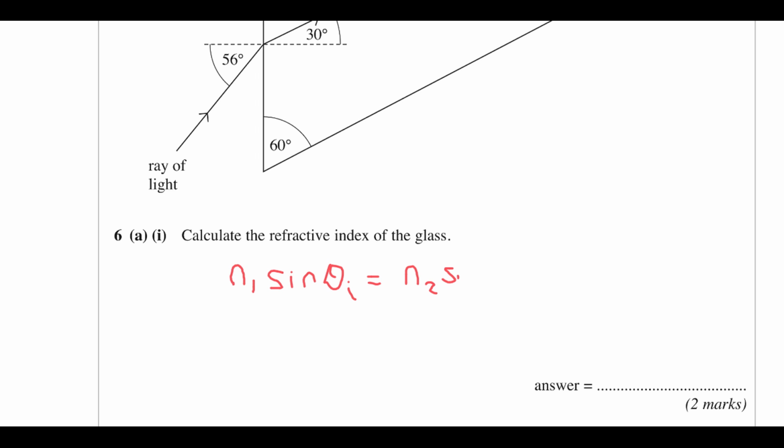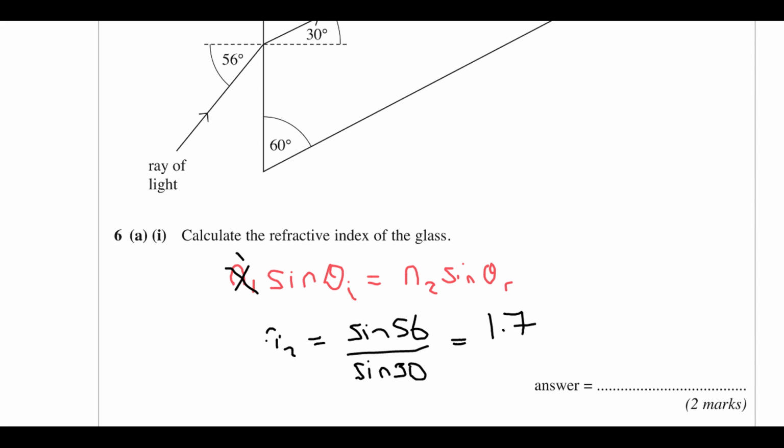And then it's refraction. So we can get rid of n1 because it's 1. We know sine theta i and theta r, so we can get n2. So n2 is going to be sine of theta 1, or the angle of incidence, which is 56, divided by sine 30, and we get a value of 1.6858, or 1.7 to 2 significant figures.